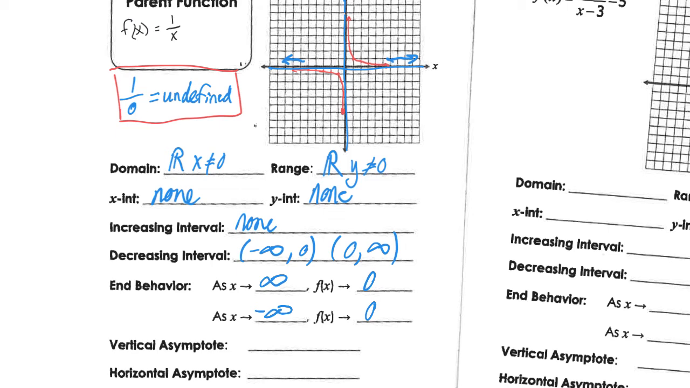Okay, so for these, you're going to have a vertical asymptote and a horizontal asymptote. So the vertical asymptote is the y-axis, which is where x equals 0. The vertical asymptote is where x equals 0. The horizontal asymptote is where y equals 0. And that is the x-axis.